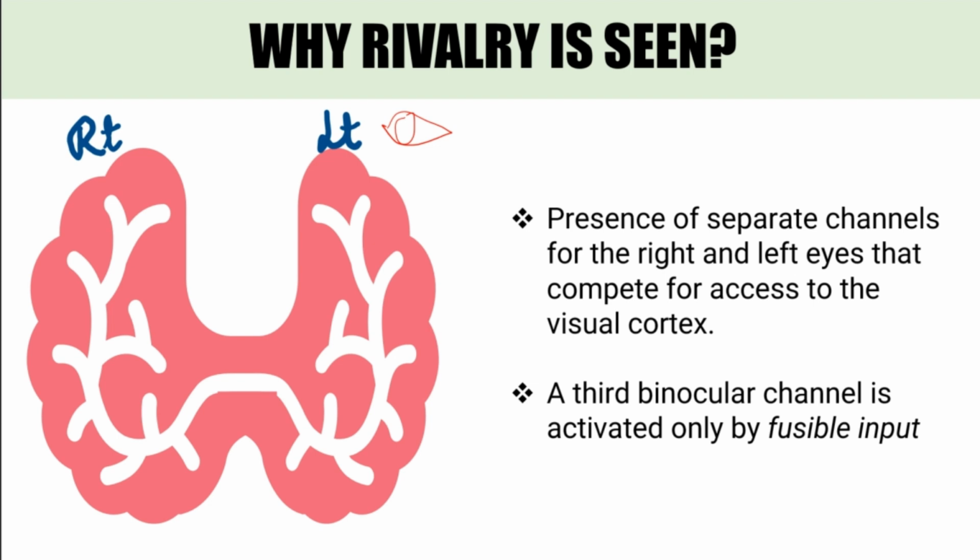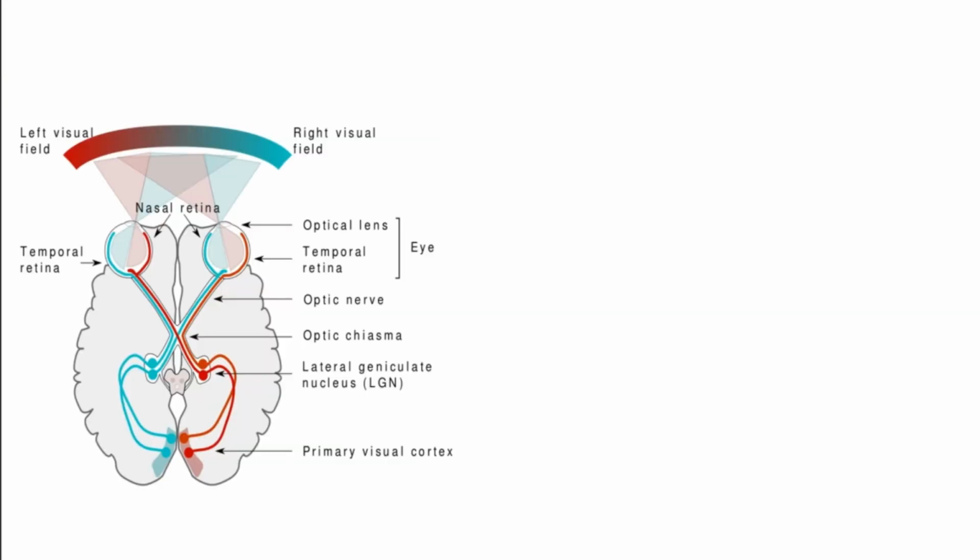But if the image presented to the right and the left eye is similar, then a third channel, which is a binocular channel, will get activated and they will have easy access to the brain. This, however, happens only if the input is fusible. That means the two images are the same, right? And if the input is not fusible, then you are going to see retinal rivalry. What I mean to say is that you will have this competitive interaction between the two visual channels.